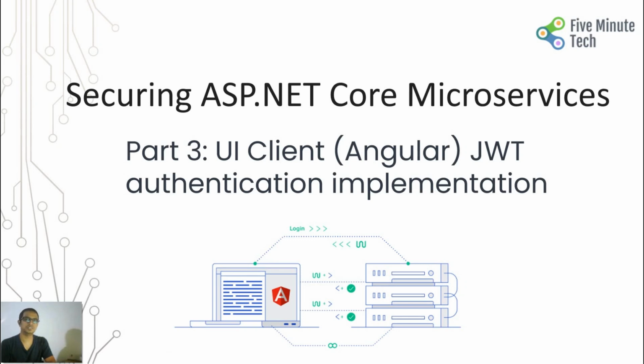Today we'll continue on our journey on understanding how to secure ASP.NET microservices, and in this part, which is part 3, we'll be talking about Angular application and how we can hook up the JWT authentication to it. So this will be a full coverage of whatever we have implemented till now in terms of the authentication API, Ocelot, and then consuming that through a UI application built on Angular. So let's get started.